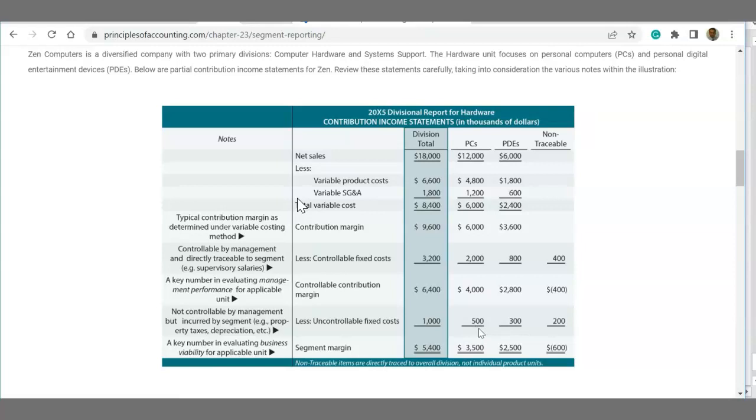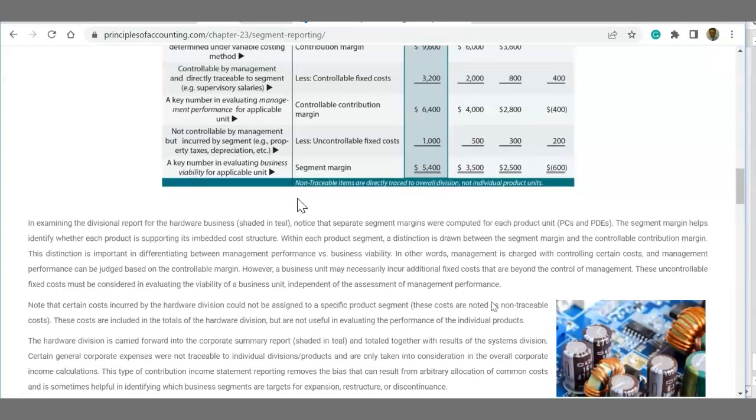Make sense? That means no matter what you do, this $500 for PCs, depreciation, equipment, or whatever, property tax, and PDE, that will happen no matter what. And this is 200 general for the whole factory. So those combined will be $1,000, and it is uncontrollable fixed cost. So the controllable margin, contribution margin minus uncontrollable fixed cost, gives us the segment margin. And as you see, again, it is positive on each side, and the total is 5,400. Okay.